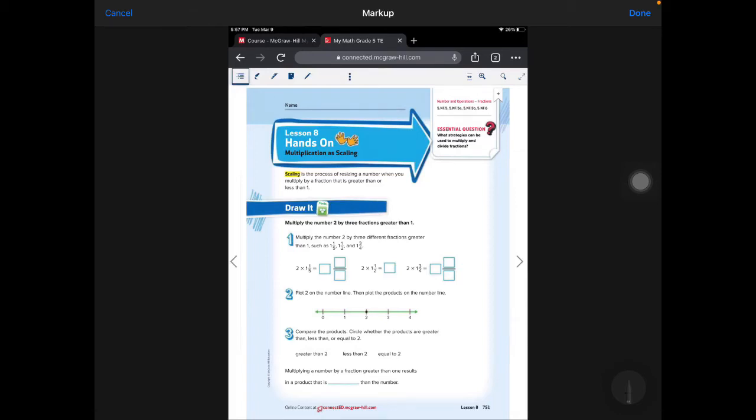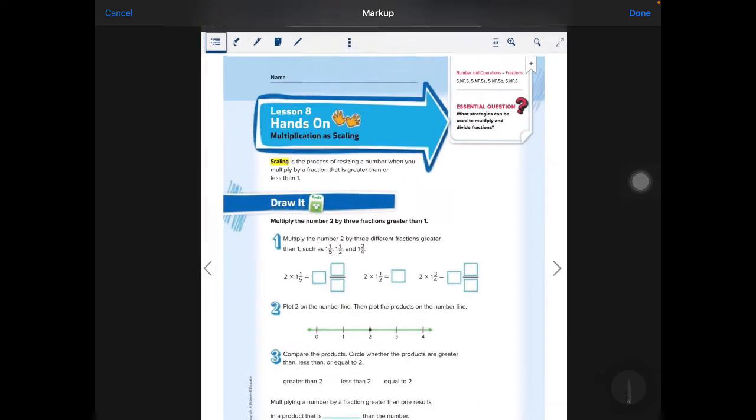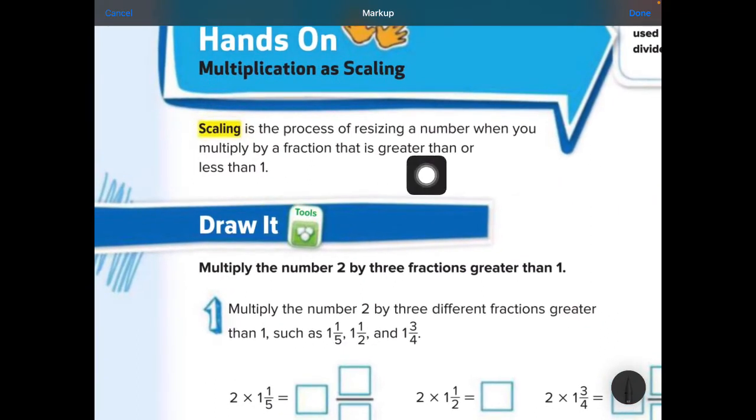Welcome to Math with Mrs. Cox. We're on Chapter 10, Lesson 8, page 751. This one is called Multiplication as Scaling. It's a little confusing, so just follow along, and I'll try to make it as simple as possible.